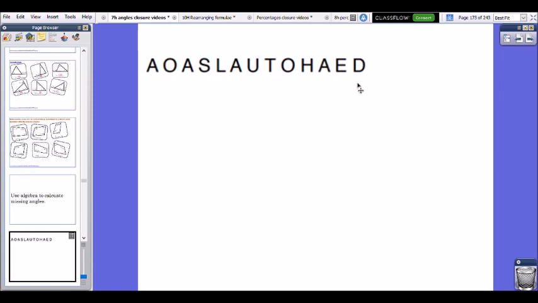I will give you two clues. The first clue I'm going to tell you is that it's something to do with angles, and the second clue I'm going to give you is that each letter is the first letter of a word. So this represents a sentence. So pause the video, take a moment to think, and I'll be very impressed if you get it.